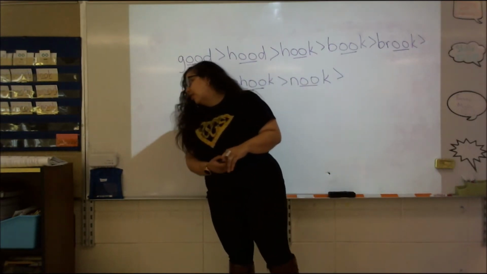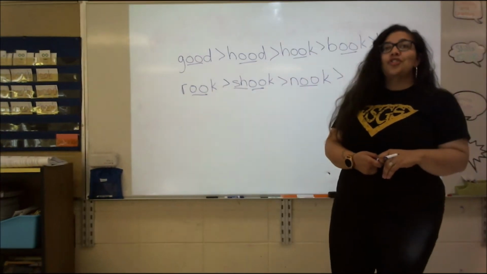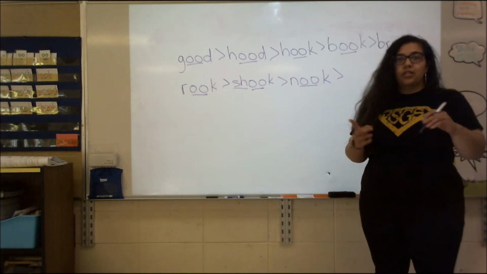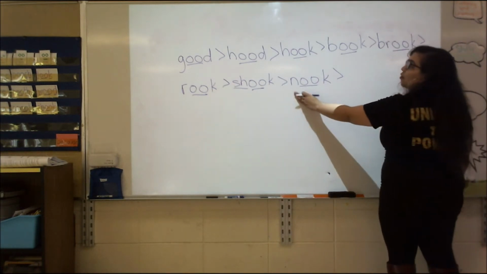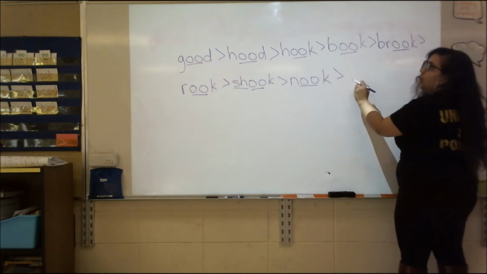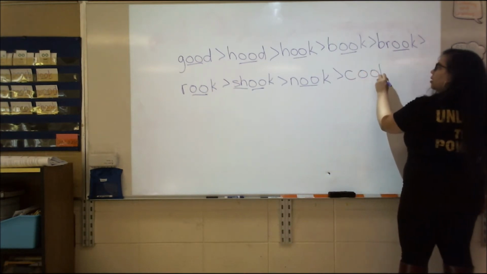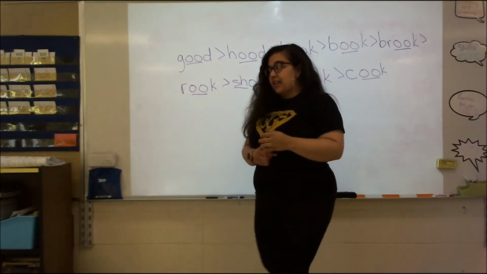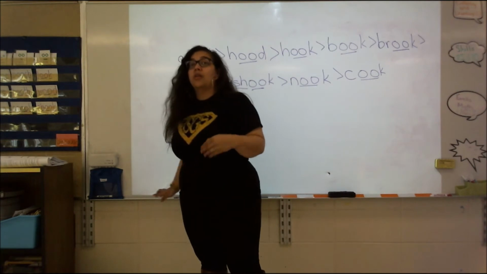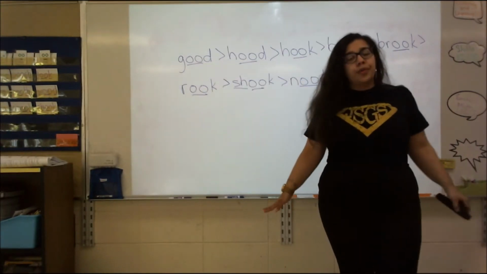From nook to cook. Nook to cook. Nook to cook. What's happening? I'm changing the beginning sound, going from n to k. So cook. Nook to cook. All right. So yes, that sound is the oo sound. Excellent, excellent. All right, we're all warmed up.